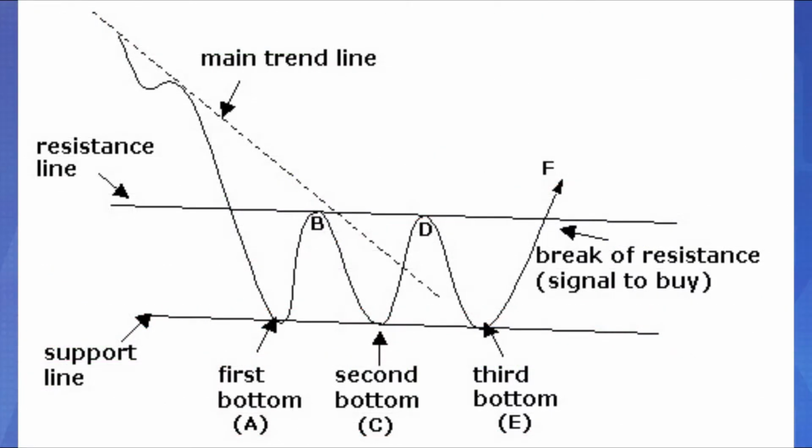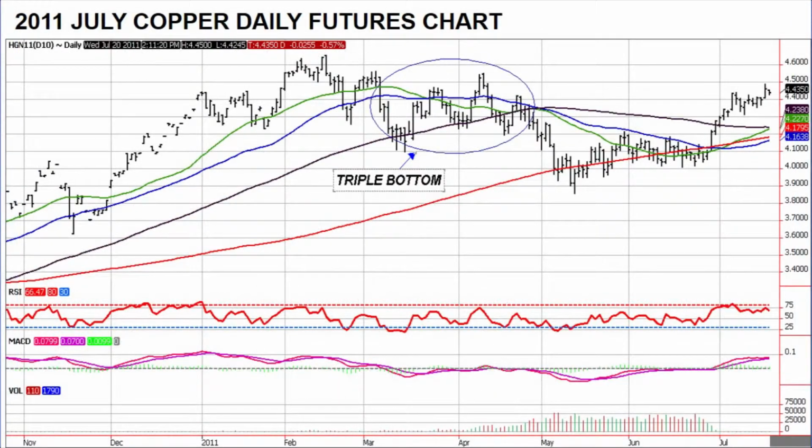Triple bottoms. Note the triple bottom along the major support plane, more significant than the single or double. Again, triple bottoms are rare. Here's an example with the 2011 July Copper daily futures chart. And sometimes they're not clearly spelled out like in the diagrams that I provide, so there's some subjective viewing. There is a triple bottom there, but it's not clearly depicted, but you can see that.